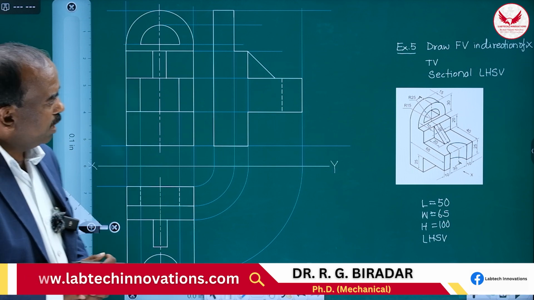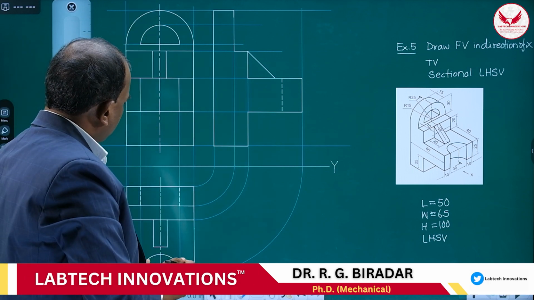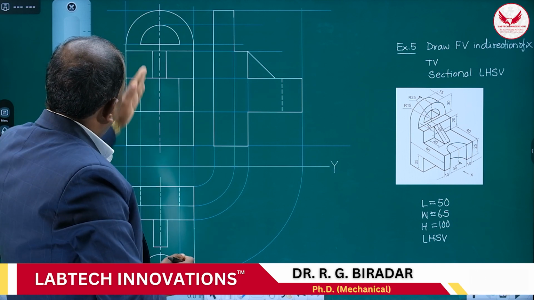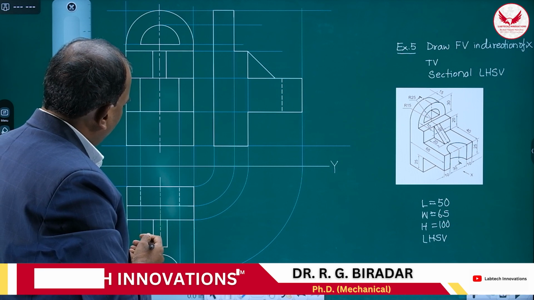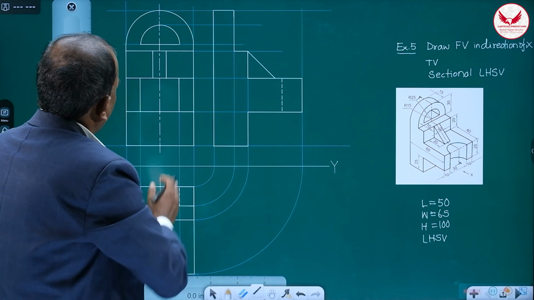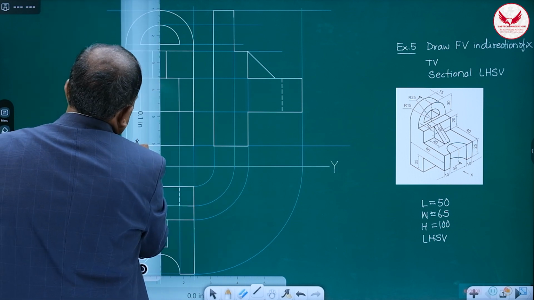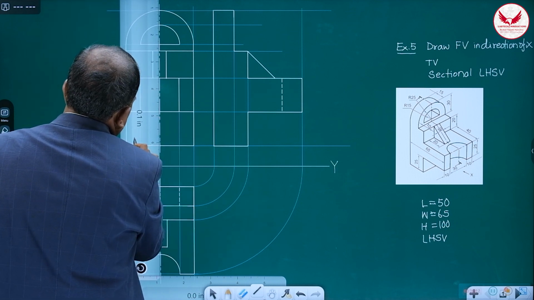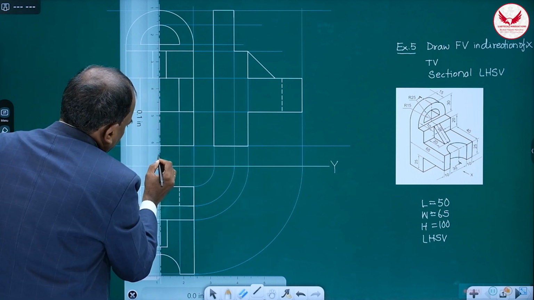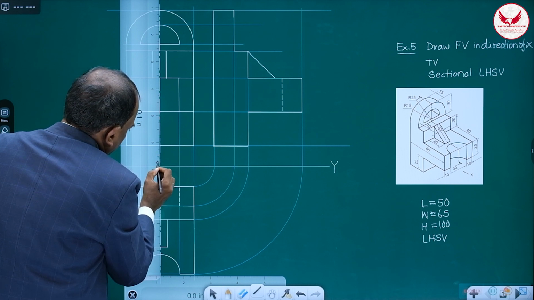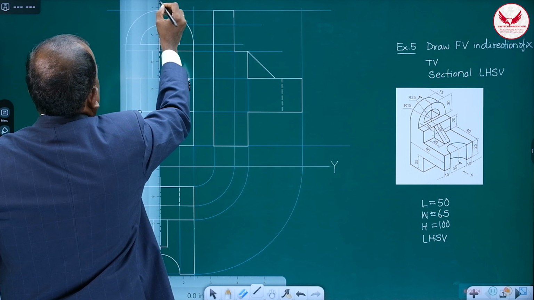But now in the problem, what is asked? Sectional side view. That means we have to cut this object like this. So either in the top view or in the front view, you can show the section line. Then how can you show the section line? It is better you show it in the front view itself. In the front view, what you have to do is, at its end part, you have to make it dark.